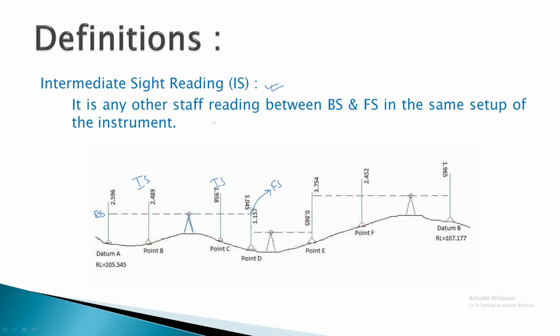Now here you can see that we have changed the instrument station at this particular point, so the height of collimation also changed. For this instrument station, this is the foresight reading and this is the backside reading, because it is the first initial sight reading that we have taken, and this is the intermediate sight reading. For this instrument station there are no intermediate sight readings. This one will be the backside and this one will be the foresight.